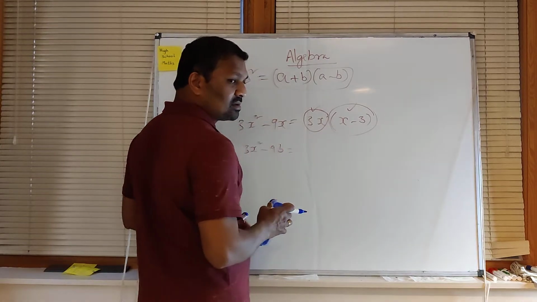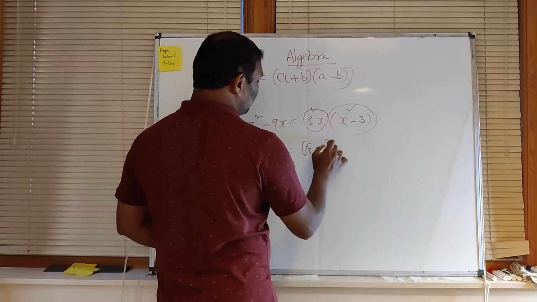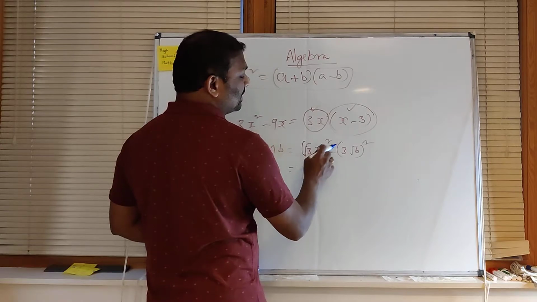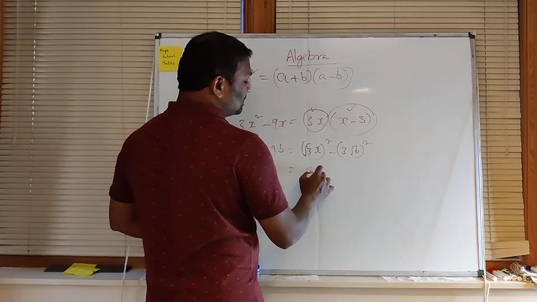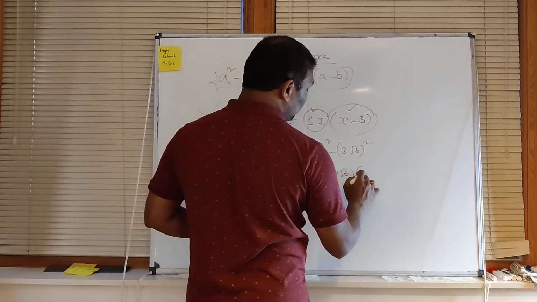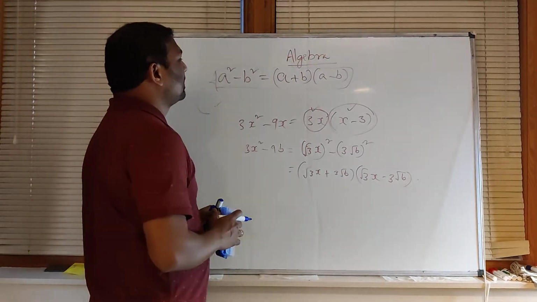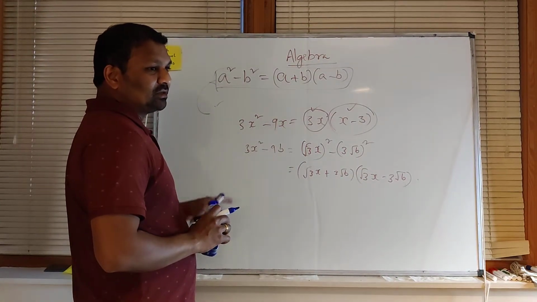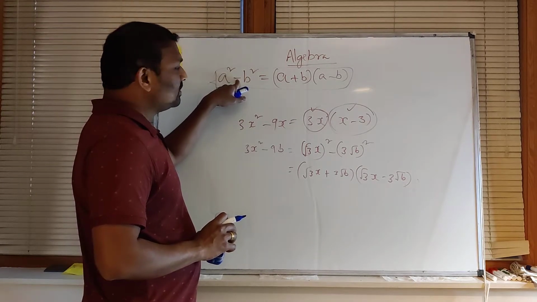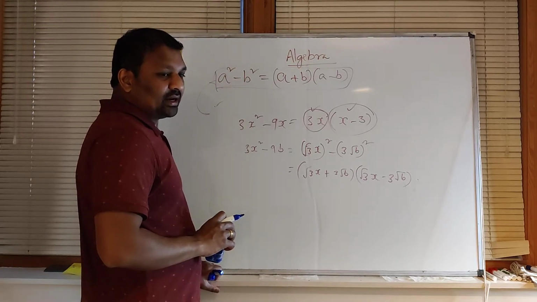So we have to do a square minus b square: square root of 3x whole square minus square root of 3b whole square. A square minus b square is a plus b into a minus b. So this is all about a square minus b square. Whenever you see a minus and you are asked to find the factors, you can straight away apply this formula.